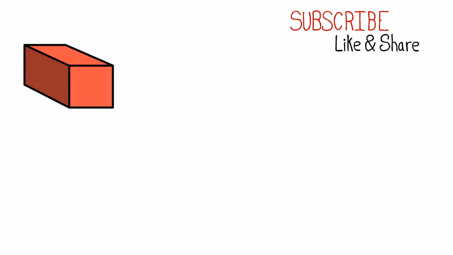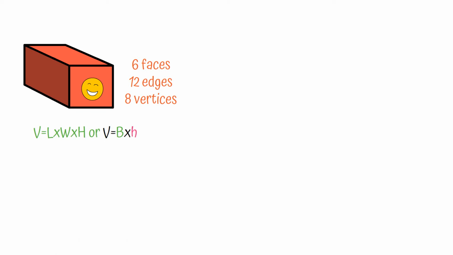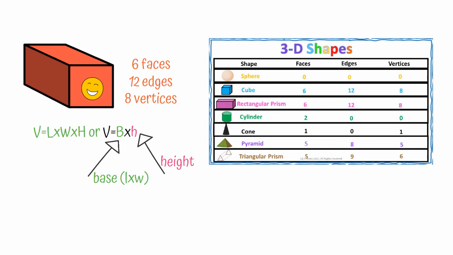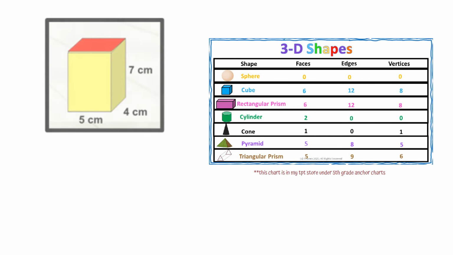Now let's take a look at a rectangular prism. A rectangular prism has 6 faces, 12 edges, and 8 vertices. The rectangular prism uses the same volume formula, which is V equals L times W times H, or it can be written as B times H. Now the B stands for base and the H represents height. The base breaks down to L times W. So these formulas are all the same, but I would like you to know and be aware of them if you see them in the classroom.